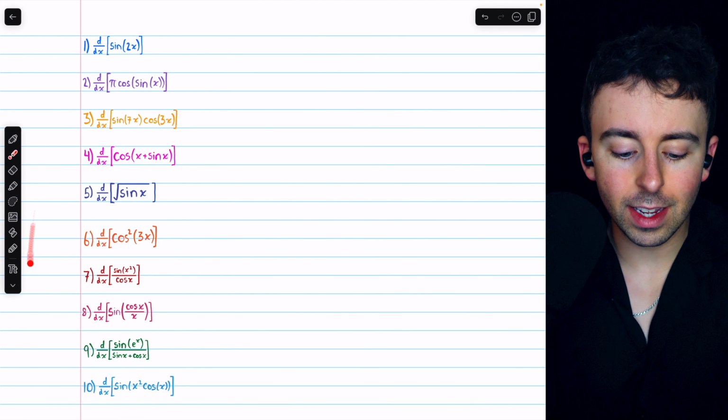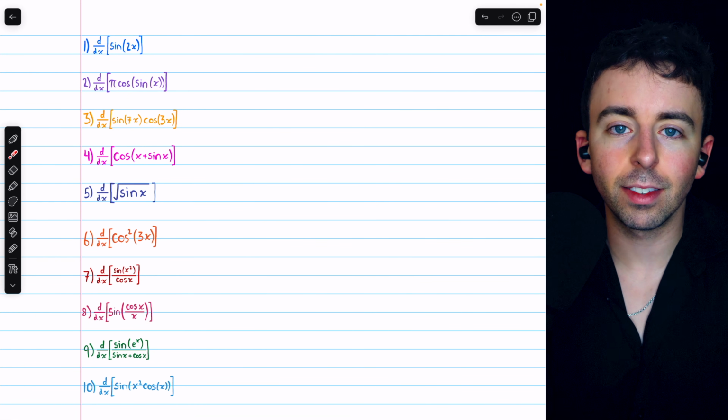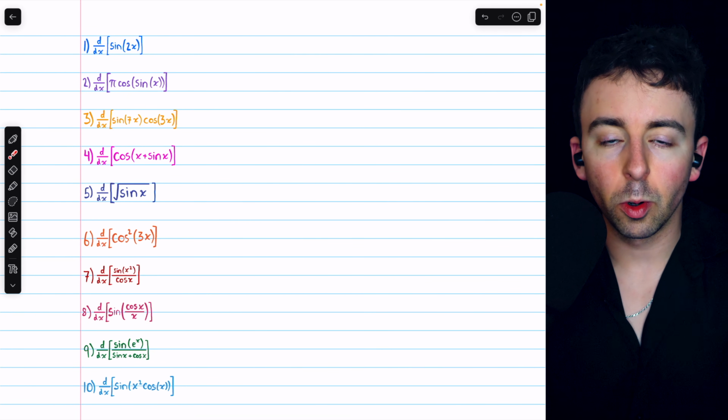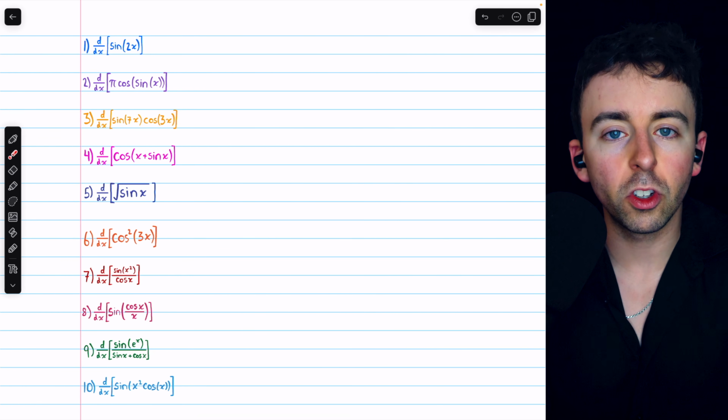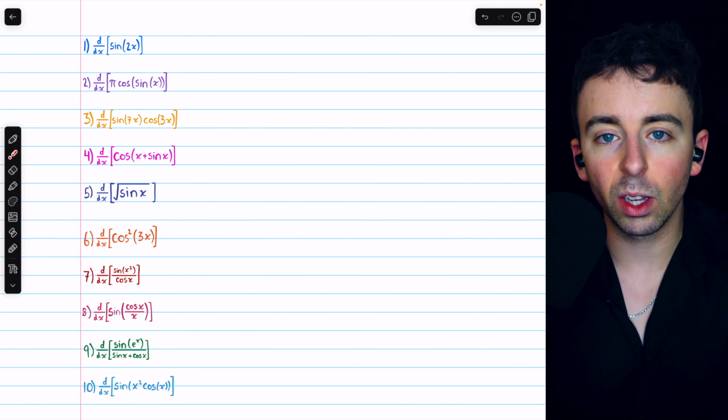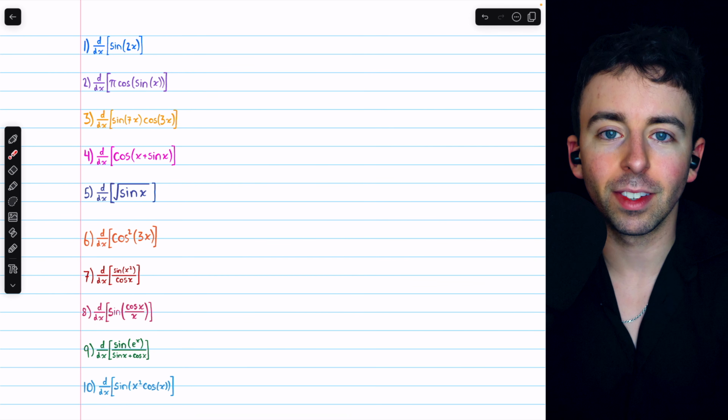We're going to find these 10 derivatives involving sine and cosine. In order to solve these problems, we'll need to know the chain rule, the product rule, and the quotient rule, as well as our basic derivatives.